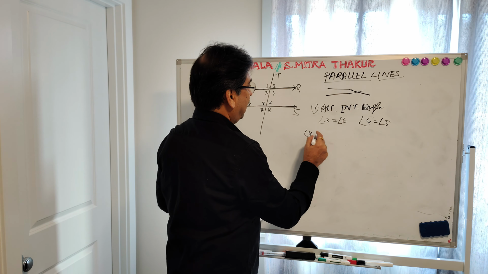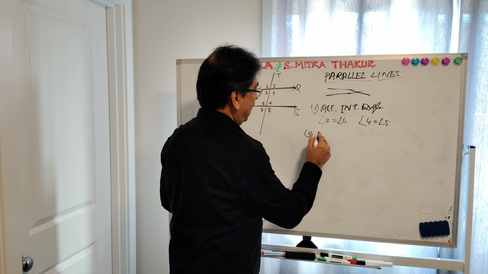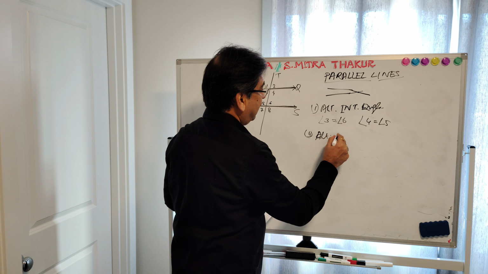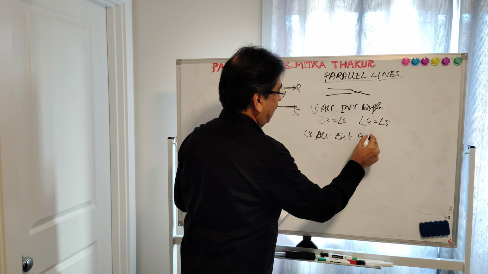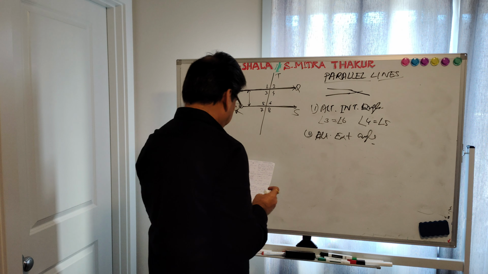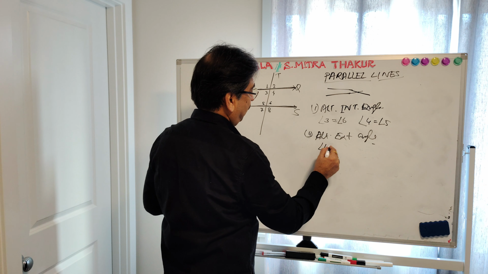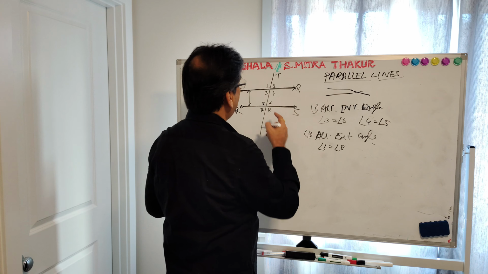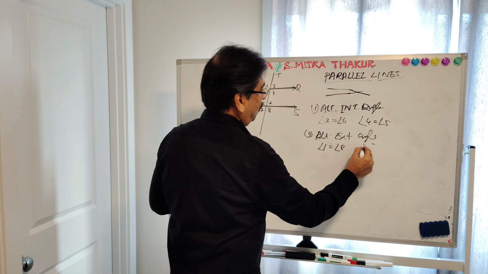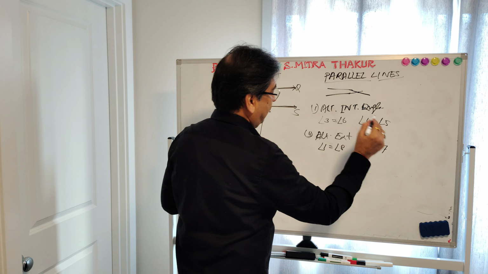Number two, alternate exterior angles. Angle 1 is equal to angle 8. Always it will be equal. And angle 2 is equal to angle 7.